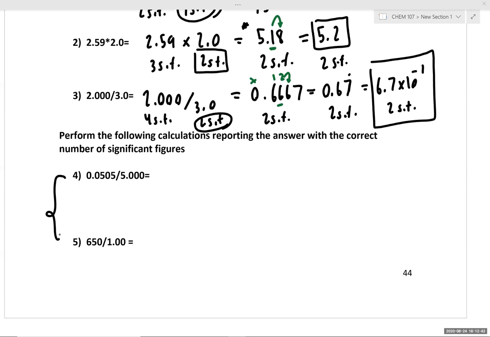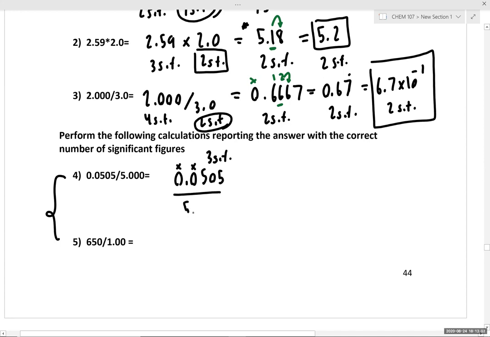Okay, so let's discuss this example. So we have 0.0505. This number has 3 significant figures. These leading zeros are not significant.